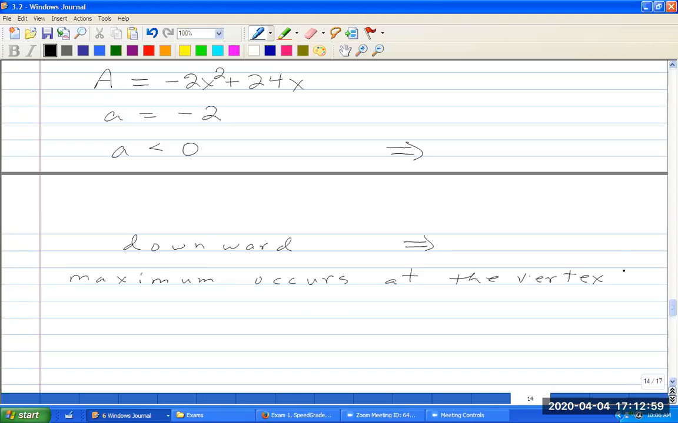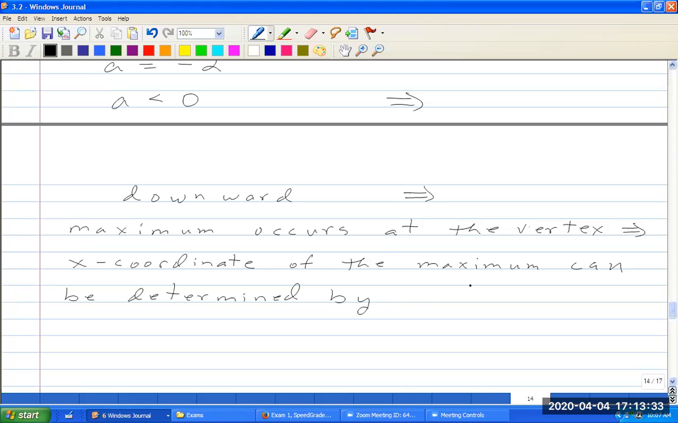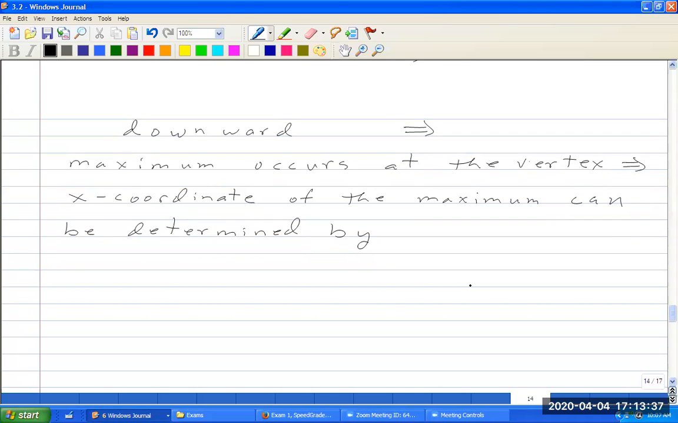And so we can determine the x-coordinate that maximizes this area by looking at the axis of symmetry, x equals negative b over 2a.